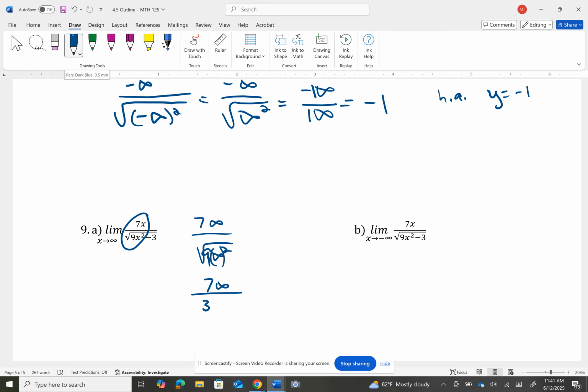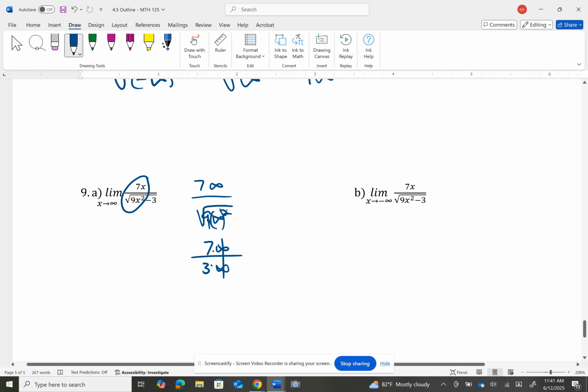If I do the square root of a positive infinity squared, it's going to be an infinity. Okay, and then those infinities I can get rid of, and I wind up with 7/3. And then y equals 7/3 would be a horizontal asymptote. The limit is 7/3, and that also means I have a horizontal asymptote. That would be y equals 7/3.